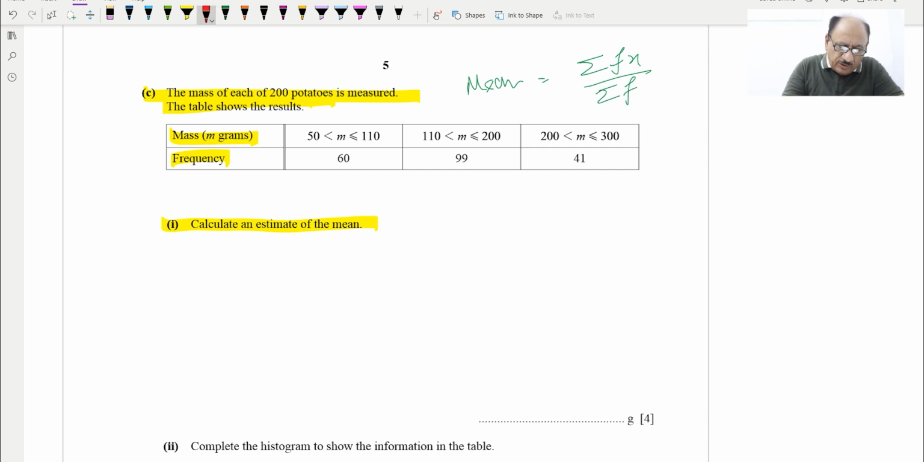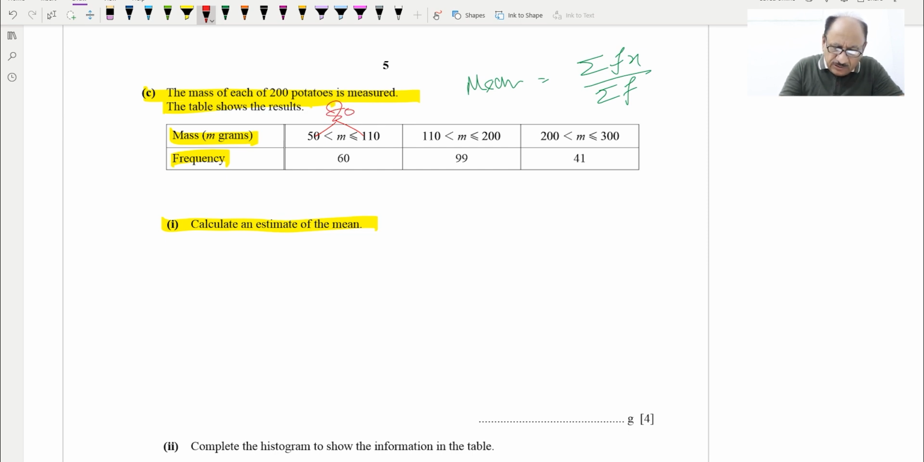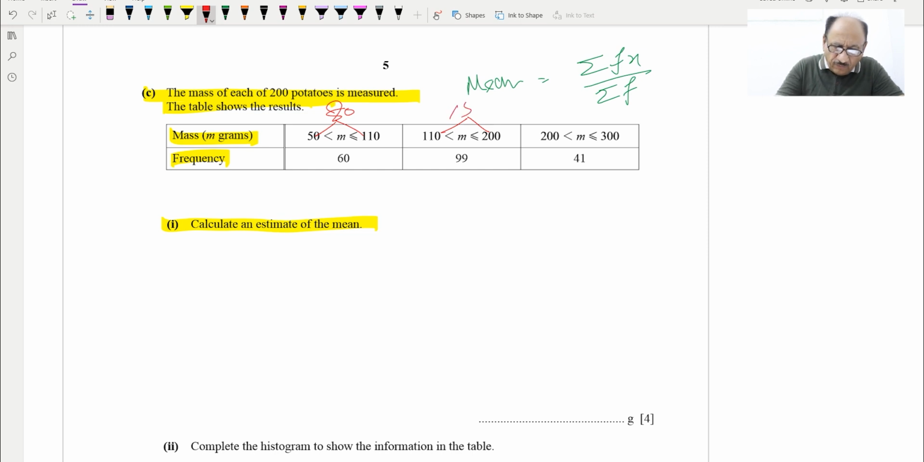For the range values we are taking the middle. So the middle of 50 and 110: we can write 50 plus 110, divided by 2, will be equal to 80. So this will be 80, then 110 and 200. So we can check 110 plus 200 divided by 2 will be equal to 155.